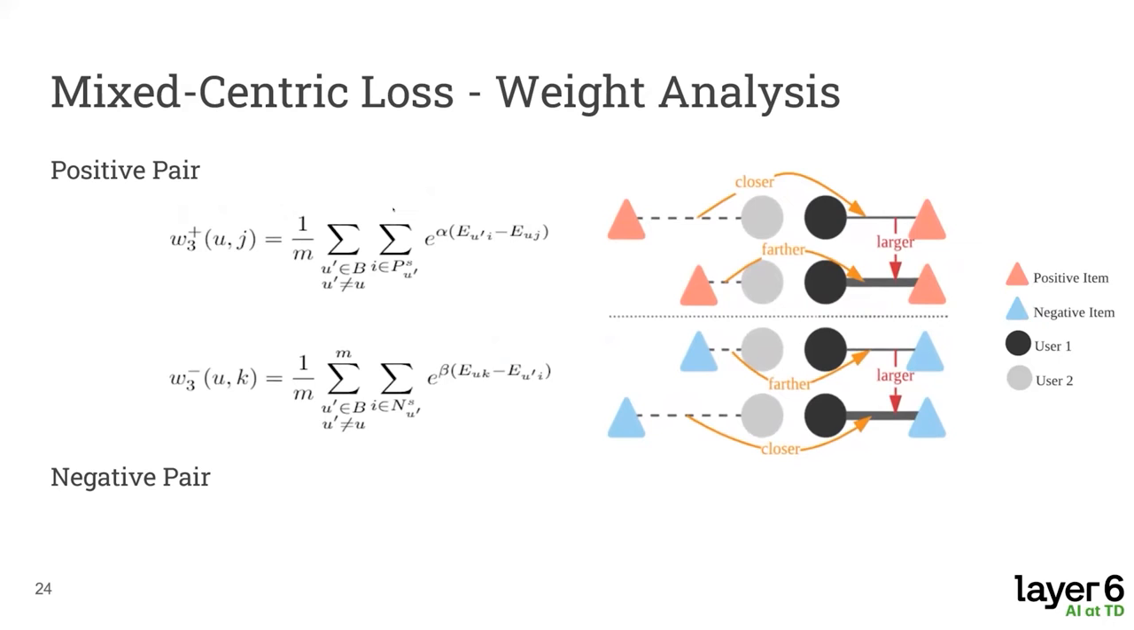The W3 component compares the current pair with all the other pairs in the same batch. For the positive pairs, if the current pair is further away from the user than all the other pairs in the batch, the weight would be larger. For the negative pairs, if the current pair is closer to the user than all the other pairs in the same batch, then the weight will be larger. And we refer to this component as the batch-centric component.